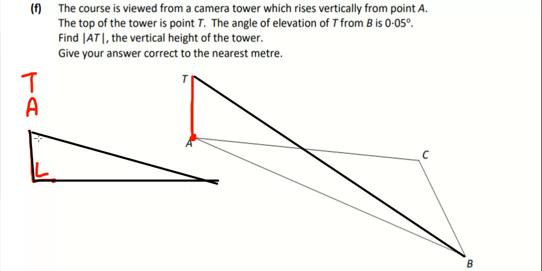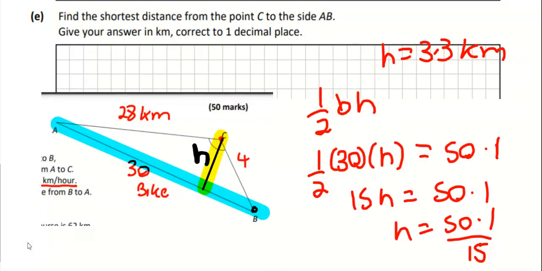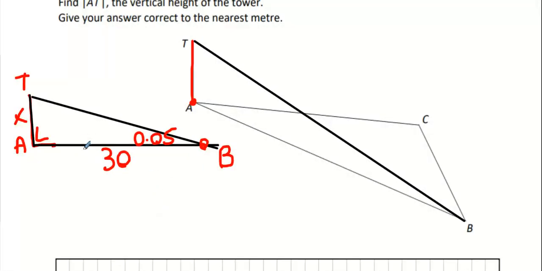I'm just drawing it in 2D over here. So T to A is right angled, and that is B. Now, do we know what A to B is lengthwise? I think we did from the last question. A to B is 30 km. And the angle of elevation of T from B is 0.05. It'd like me to figure out x, the length of TA. It's quite a simple question, just a right angled triangle.